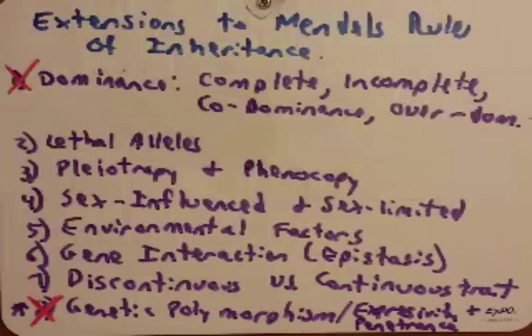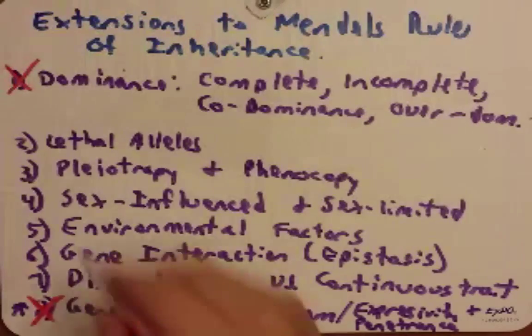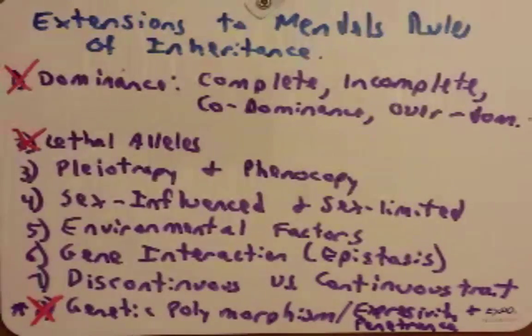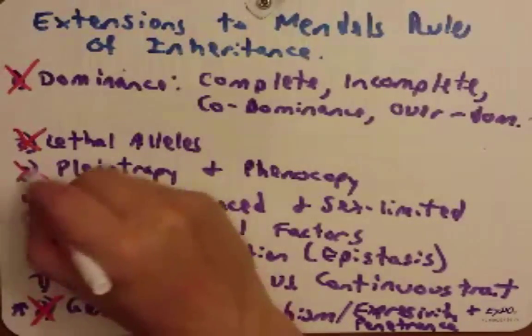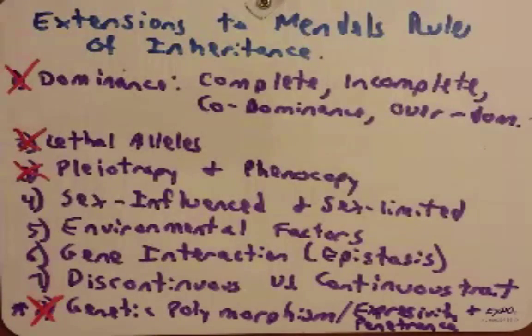All right, I think that's a good place to end this podcast. In this podcast, we talked about lethal alleles and pleiotropy and phenocopy. In the next podcast, we're going to talk about environmental factors and sex influence and sex limited traits.